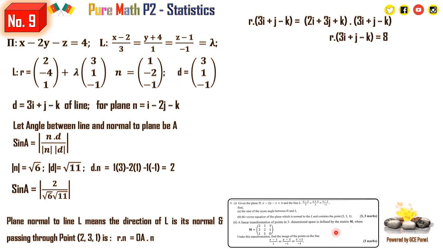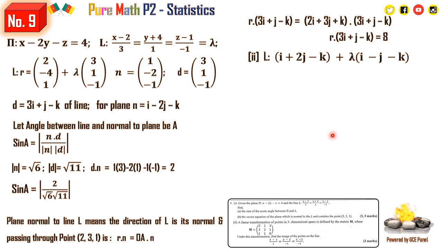Now, sub 2 of the question says, a linear transformation of points in three-dimensional space is defined by the matrix M. Using this transformation, find the image of the points on this line that I've given us here. So here, for sub 2, they've given us the line i plus 2j minus k plus lambda into i minus j minus k. So I've rewritten the line in this form, just like I showed you how to write the other one. So now they want us to find the image of this line.